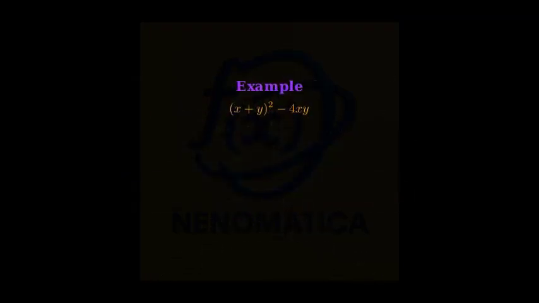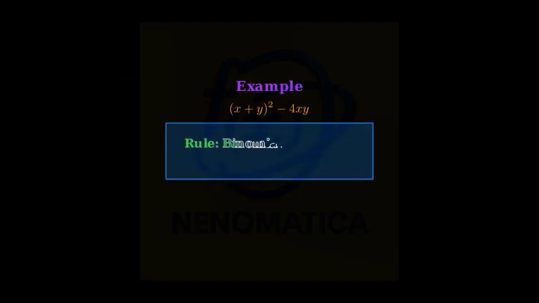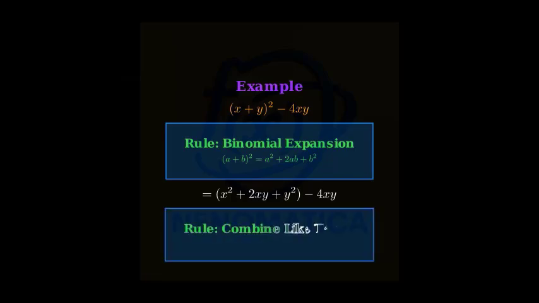We have the expression (x plus y) squared minus 4xy. This is a form that might look complicated at first, but we can simplify it by recognizing a pattern. For our first step, we need to expand (x plus y) squared. Using the binomial expansion formula, we know that (x plus y) squared equals x squared plus 2xy plus y squared. Now let's combine like terms.